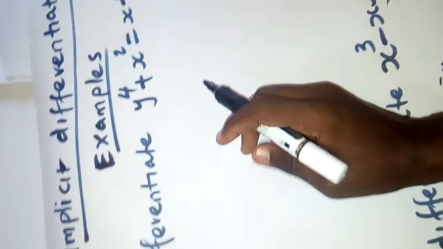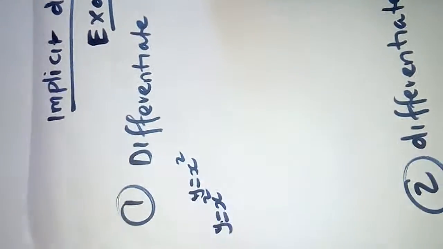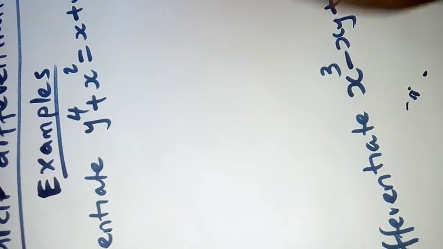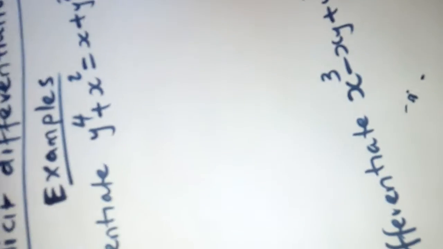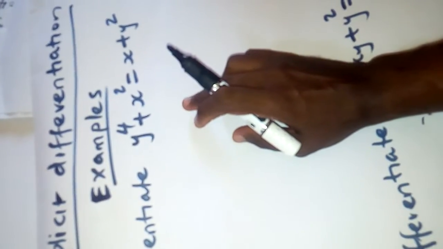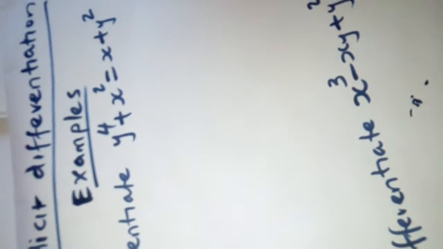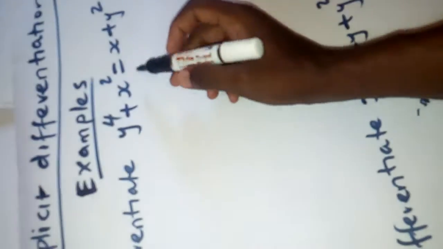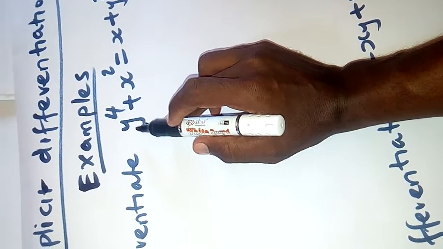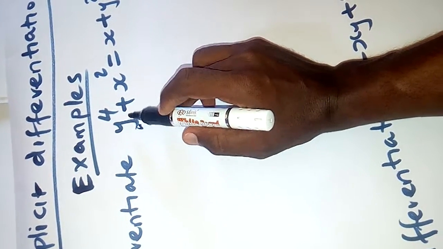So for example, this function here cannot be written in the form of y equals x squared. Therefore, for us to differentiate, there are rules we always follow. The rule is we must always differentiate both sides of the equation with respect to x. The other rule is that for any expression that involves y, when we differentiate with respect to x, we multiply by dy dx.